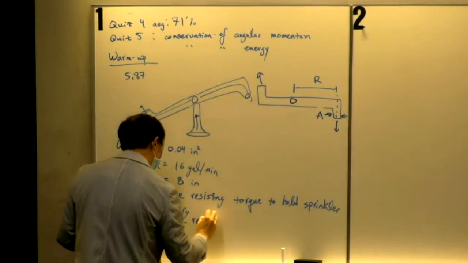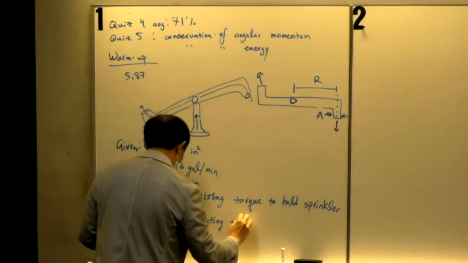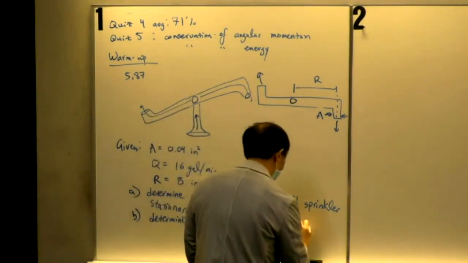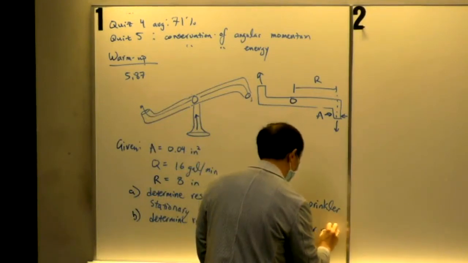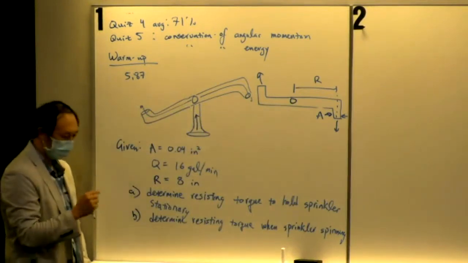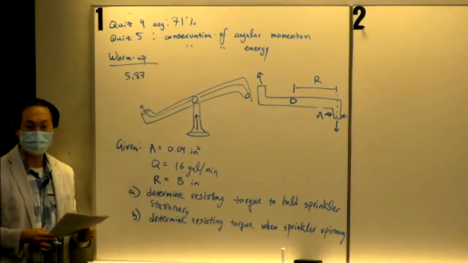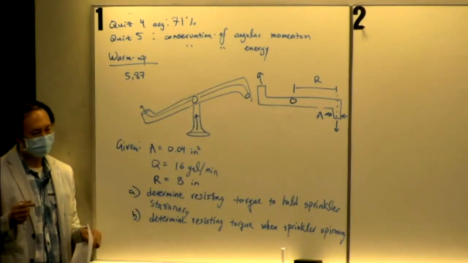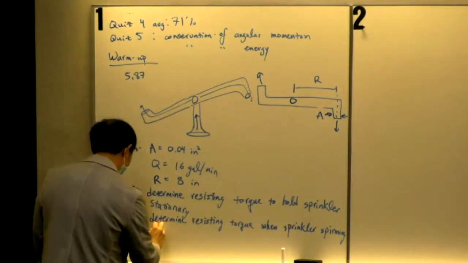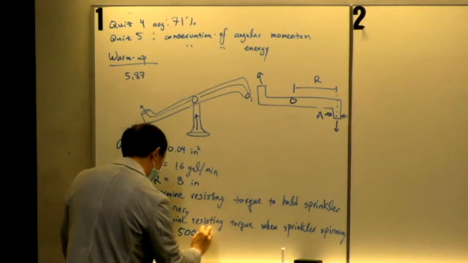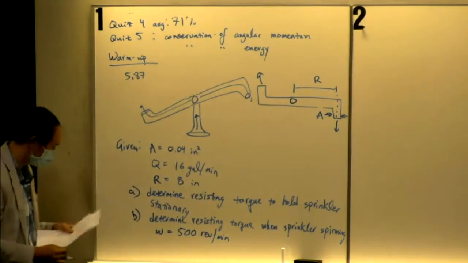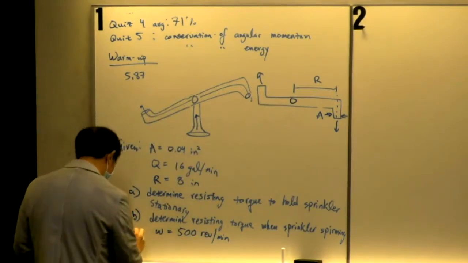The next one is, you're letting it go a little bit. So let's say your finger is kind of squishy, or instead of your finger, you've got some kind of friction. As a result, you're applying some constant torque, but it's not enough to keep it stationary. And as a result, it's spinning at some constant 500 revolutions per minute. I don't know if the sprinklers actually go that fast. It seems kind of fast to me. I'd expect more like 100, 200. All right.